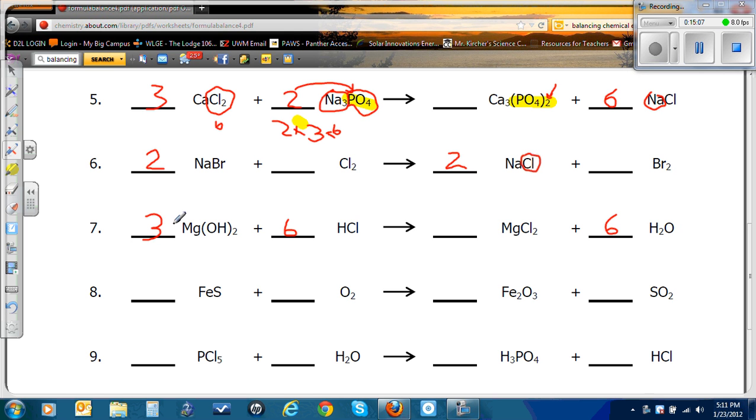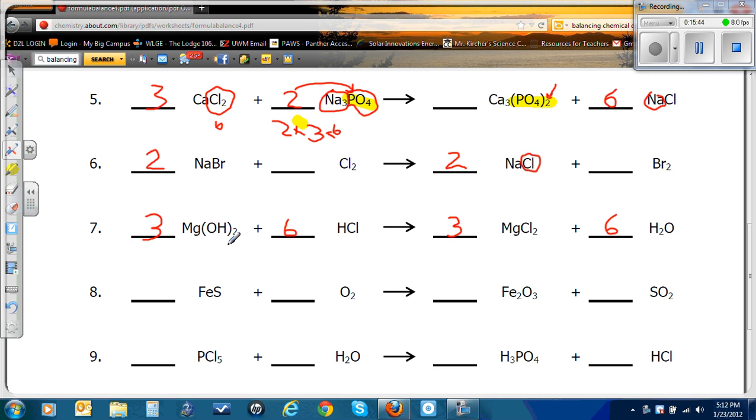Well, let's go back. We have 3 magnesium on this side, so we can put a 3 here to balance magnesium. We now have 6 oxygen because we have 3 times 2, and over here we have 6 oxygen. We have 6 hydrogen, 3 times 2 hydrogen plus 6 hydrogen is 12 hydrogen. On this side we have 12 hydrogen. All right, so that balances, but we have to check our chlorine now. We have 6 chlorine on this side, and we have 6 on this side.